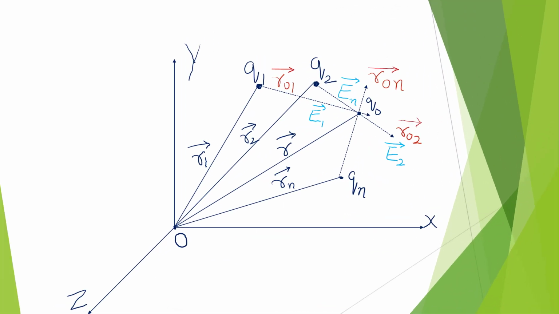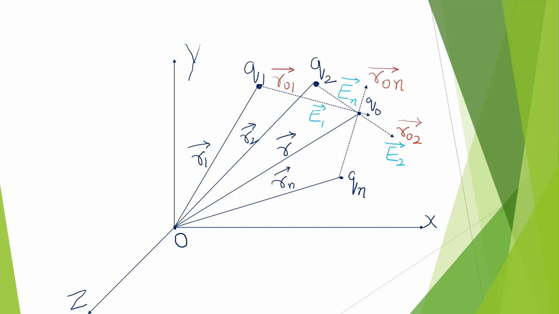Dear students, consider a system of charges Q1, Q2, Q3 and so on up to Qn with position vectors R1, R2, R3 up to Rn relative to some origin O. Electric field at a point in space due to the system of charges is defined to be the force experienced by a unit test charge placed at a point.